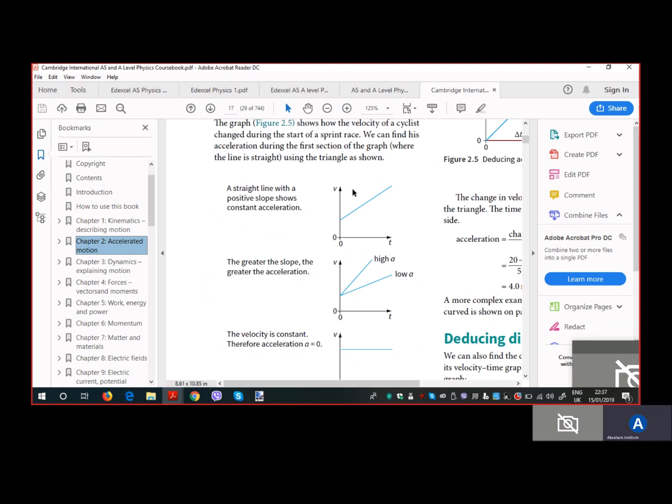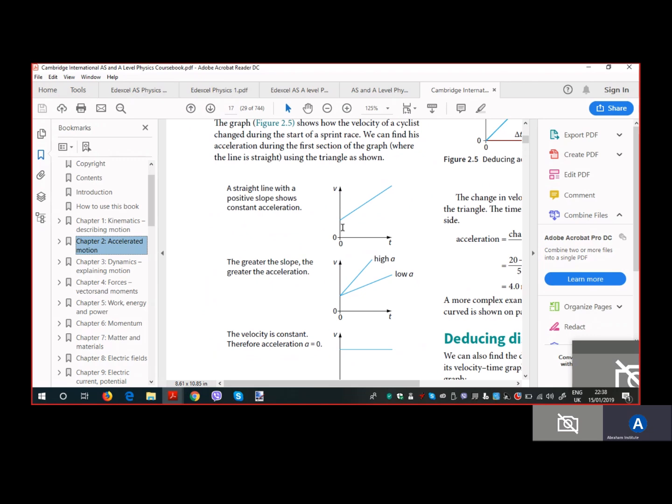What is the gradient of a velocity time graph? At once you should be able to tell the answer. What is that? Acceleration. Yes. What is the area under a velocity time graph? The distance or displacement. Yes. So you should know that at once, okay? So from this you can get the gradient, which is the acceleration, and you can get the displacement.